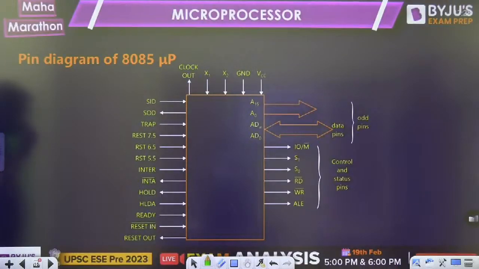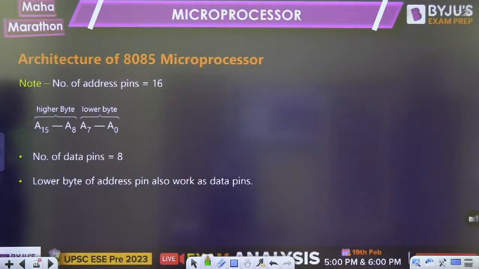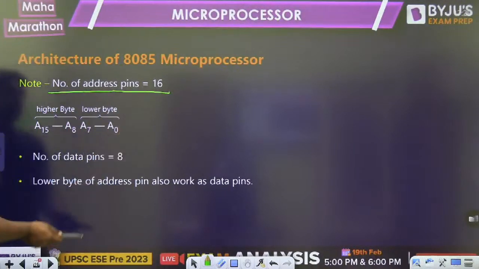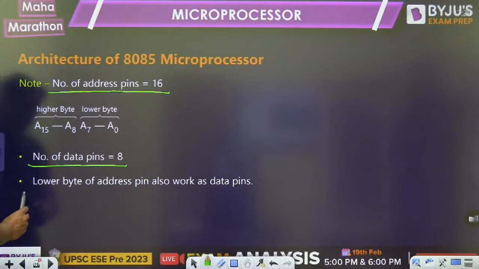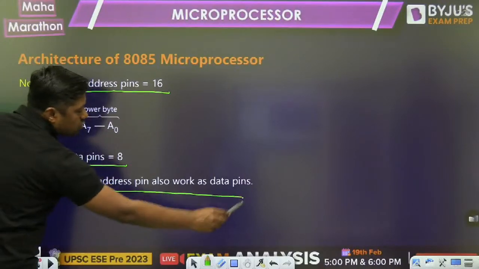So that is the pin. Please watch this diagram carefully. This is the reset in, reset out. From this diagram, you can count the total number of address pins is 16. The total number of data pins is 8. Right? The lower byte of the address pins also works as data pins.